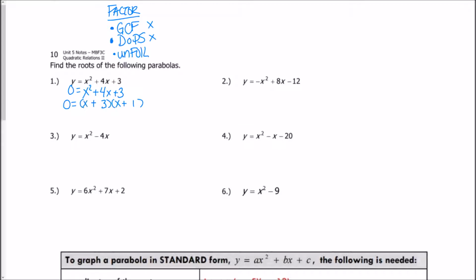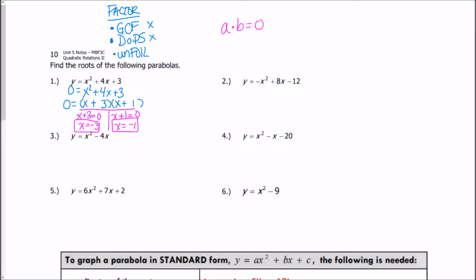I'm not going to use the box so much anymore, but you absolutely can if you want to. Now, remember when we said 2 things are multiplied together to give us 0? One of those 2 things has to be 0. So I'm going to set each part equal to 0. So x plus 3 equals 0 and x plus 1 equals 0. That means x equals -3 and x equals -1. So those are the roots of my parabola.